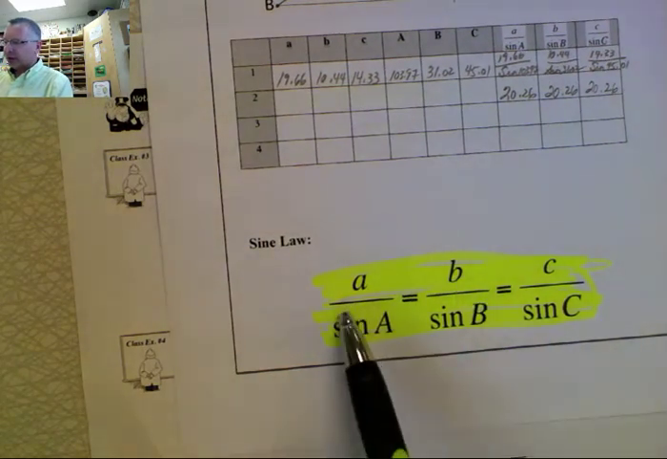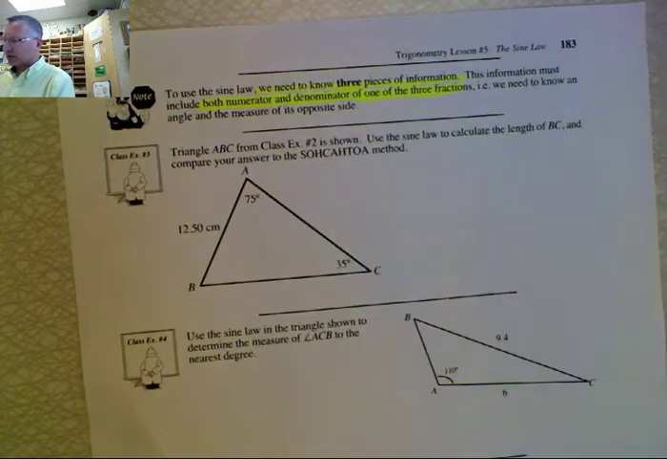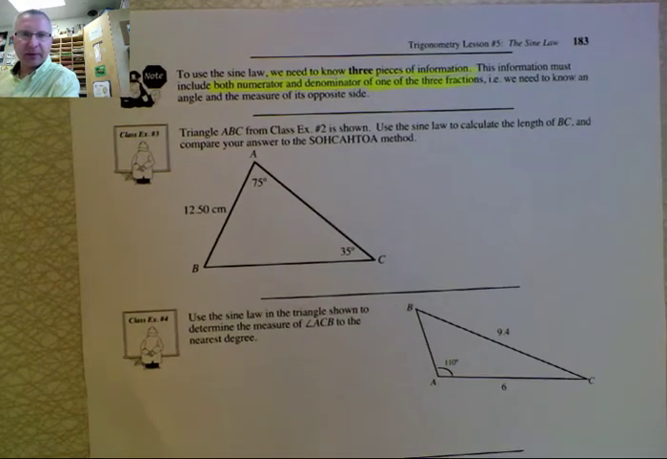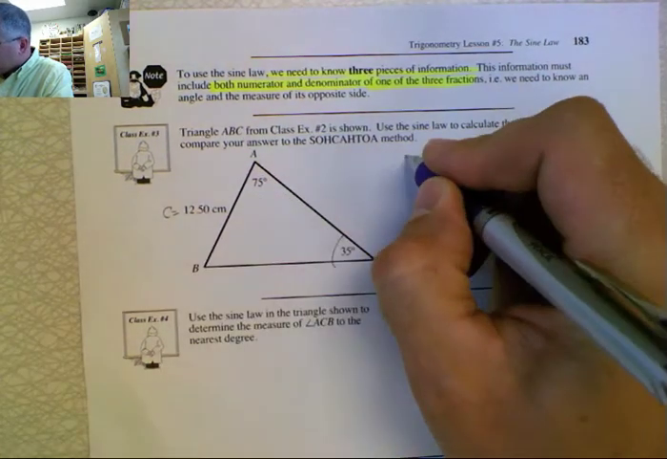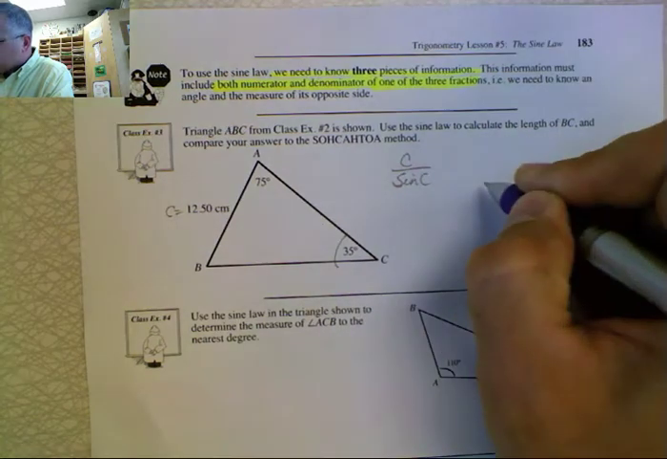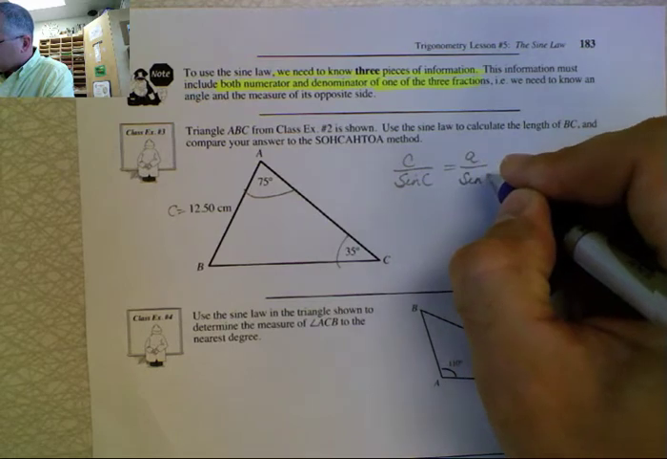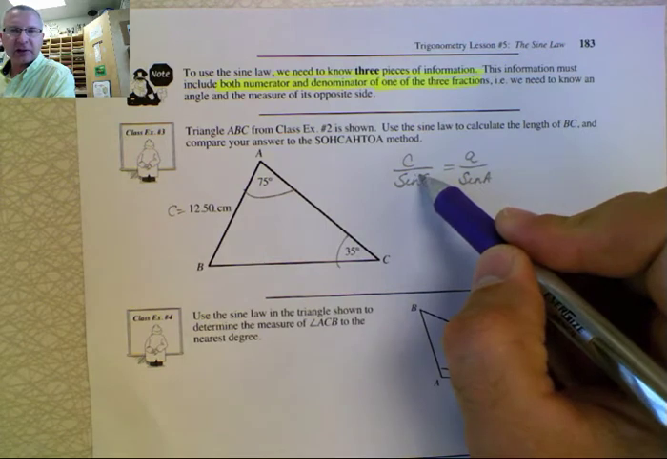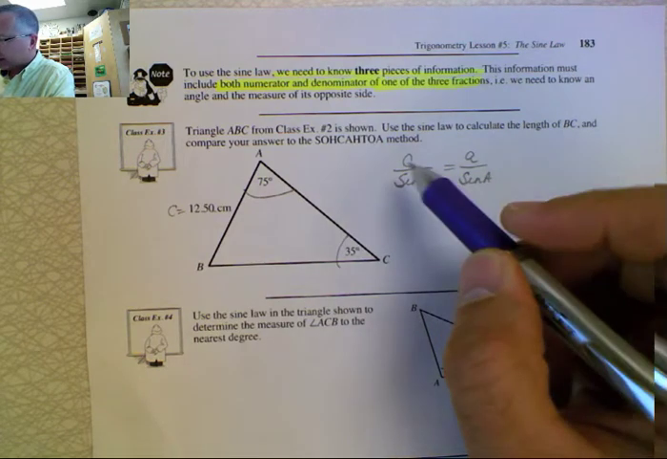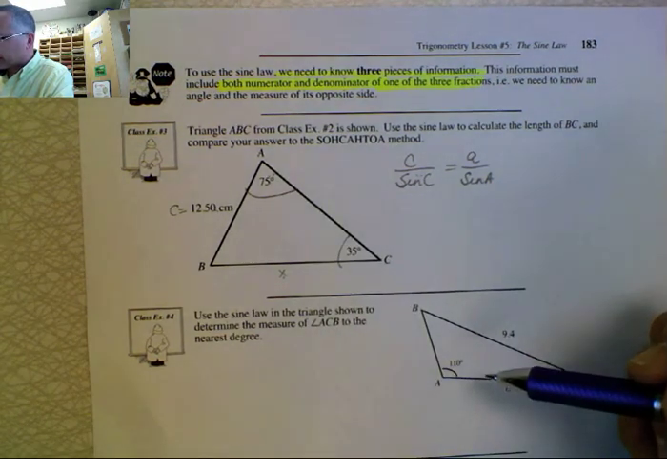When we use sine law, we don't use all three fractions at the same time. We only use two of them to solve a question. And you'll see what I mean in a second. If we look at this example, we know angle C and we know side c. So what are we looking for? We're looking for side a. So the other ratio we're going to have to use is a over sine A. The ratio we know completely, c over sine C, is one of the ratios we need to use. Whatever we're looking for is going to tell us the second ratio that we need to use.